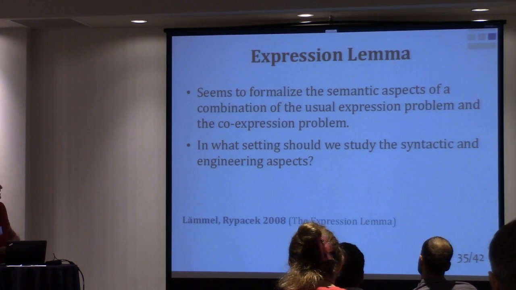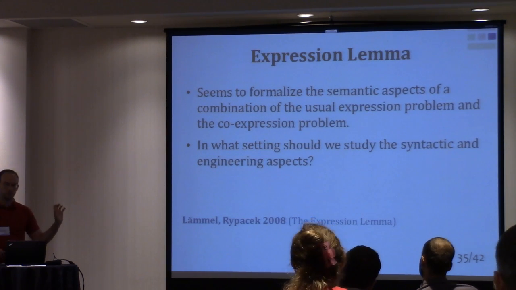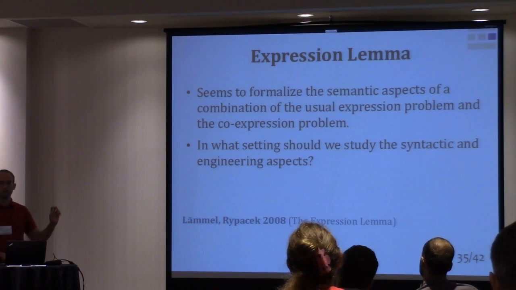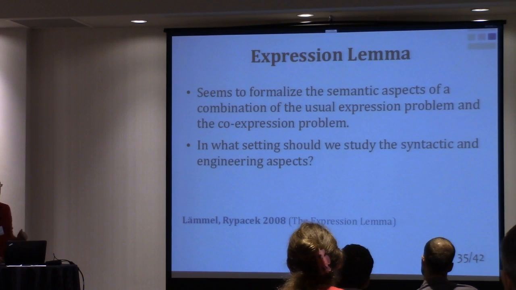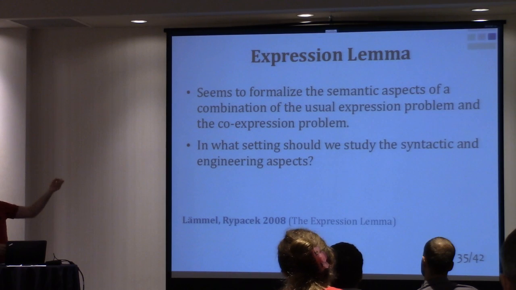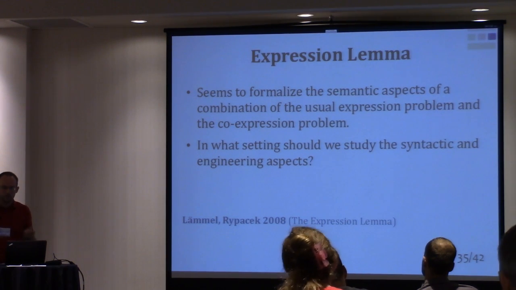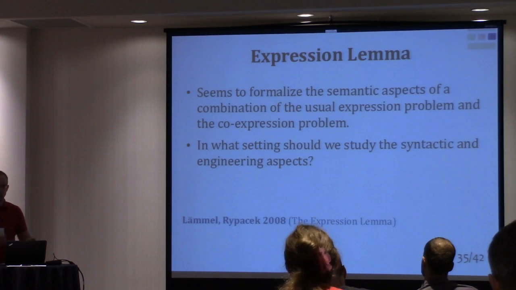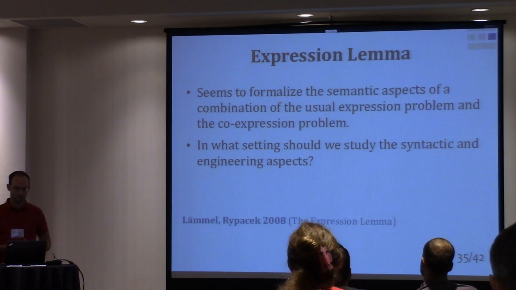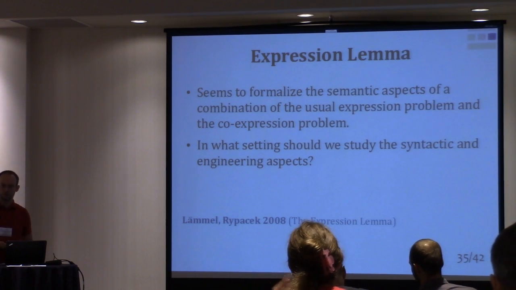So our question is, in what setting should we study the syntactic and engineering aspects of the co-expression problem? Knowing how to dualize something in category theory doesn't mean that we know how the programming language should look, the syntactic aspects, and it doesn't mean we know how we should actually benefit from some extra modularity we might get from solving the problem. That's the engineering aspects. It's not enough to draw a diagram and reverse the arrows. We also need to understand it.